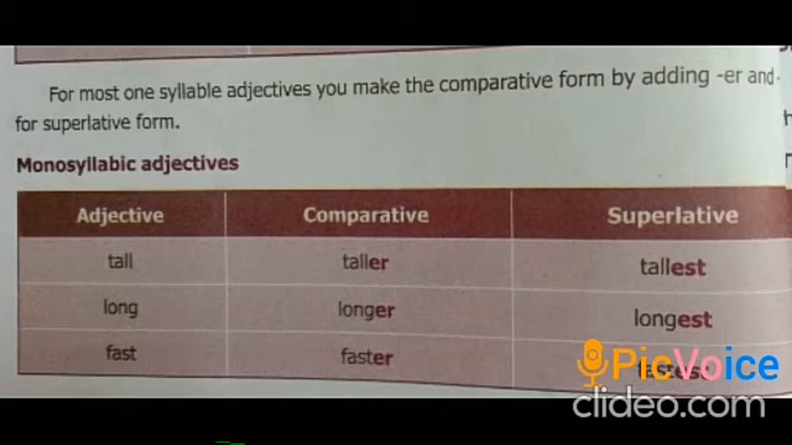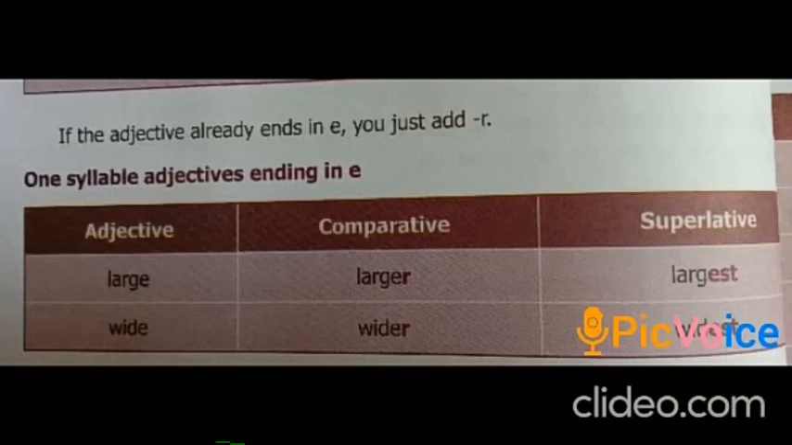Fast, faster, and fastest. If the adjective already ends in e, you just add r to form the comparative degree. For example, large, larger, largest. Wide, wider, widest.